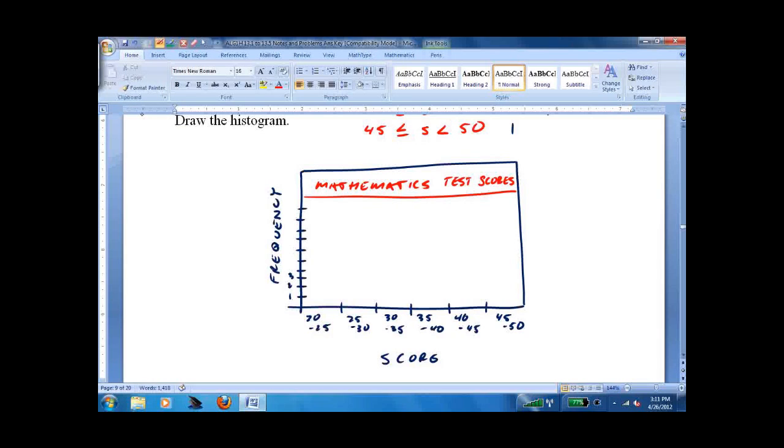I'm going to use different colors. You do not need to, just because it's easier to see. You do not need to shade it. Again, I'm just trying to make it a little easier to see.